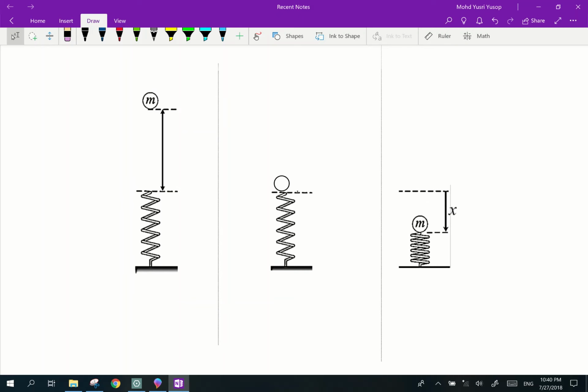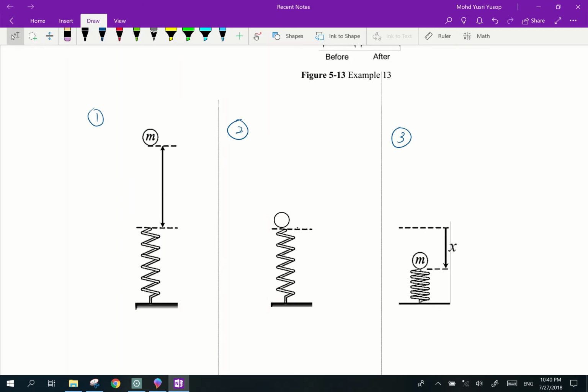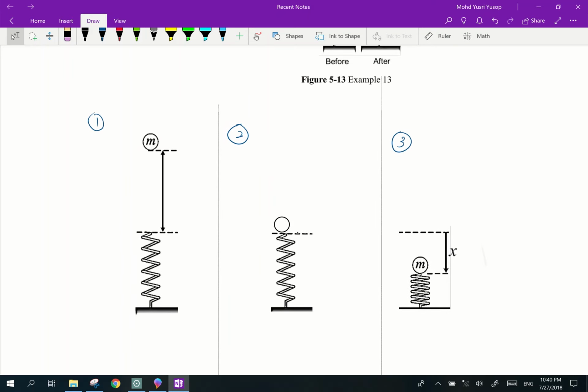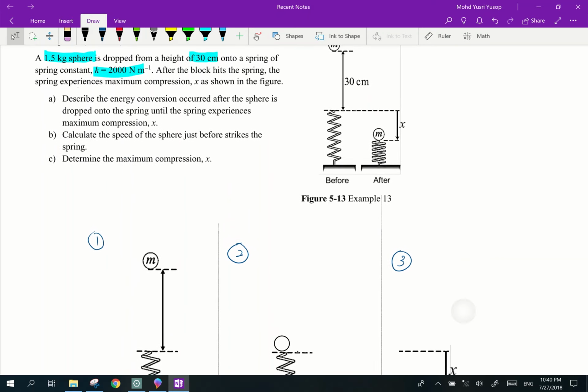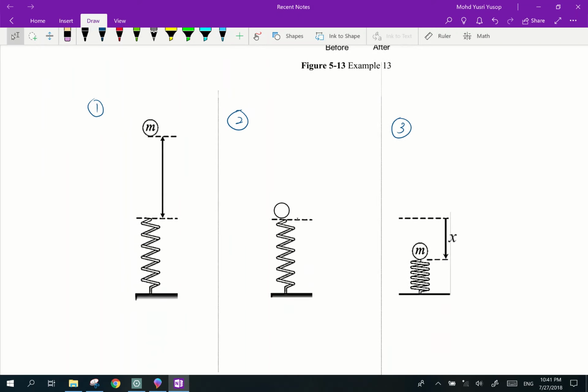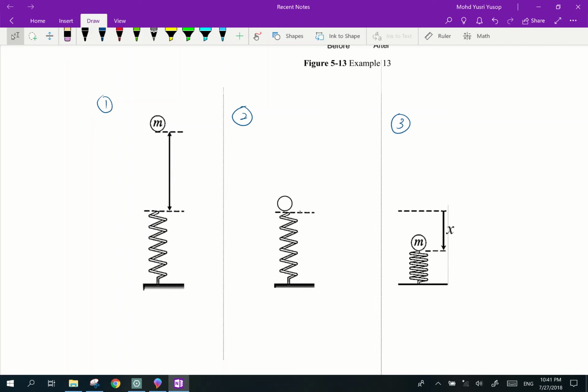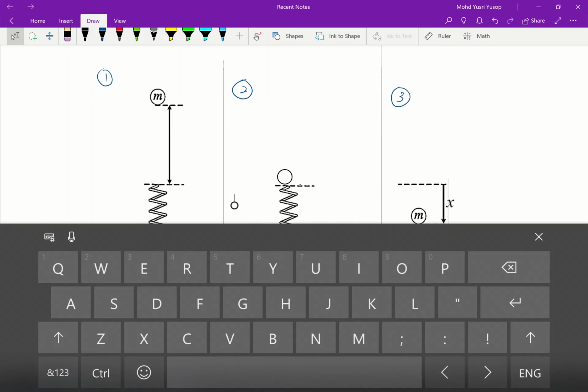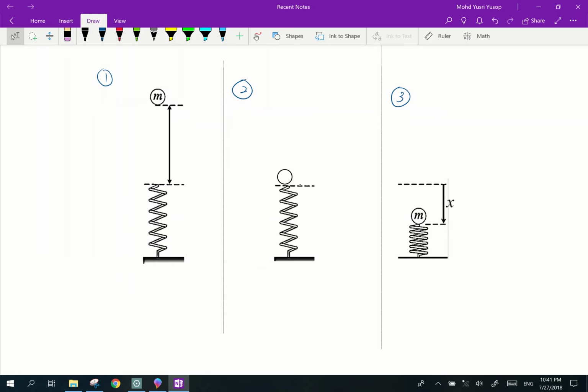So, dalam kes yang pertama, kedua dan ketiga, berlaku perubahan bentuk energi. Energy is conserved, tetapi energi berubah dari satu energi ke energi yang lain. For example, in figure 1, okay, perkataan drop pada soalan ini menunjukkan there is no initial velocity. The ball initial velocity is 0. So, if the ball has 0 initial velocity, that means the ball has 0 kinetic energy.